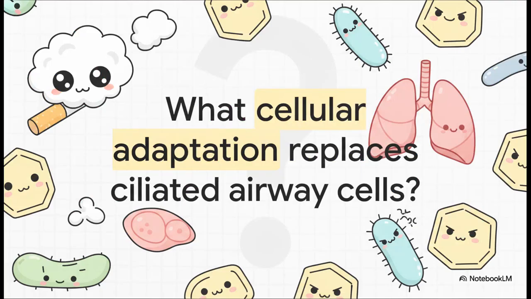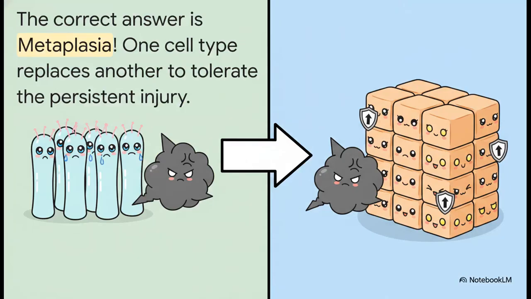All right, let's do a quick knowledge check to test your active recall. Imagine you have a 55-year-old patient who has been smoking for 30 years. That chronic stress from the smoke actually forces their delicate, ciliated airway cells to swap out for tougher, flatter epithelial cells. What do we call that specific type of cellular adaptation? Boom! The answer is metaplasia.